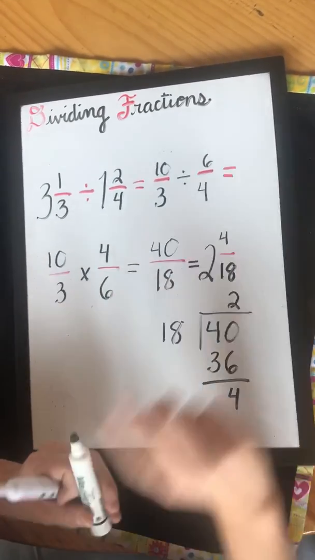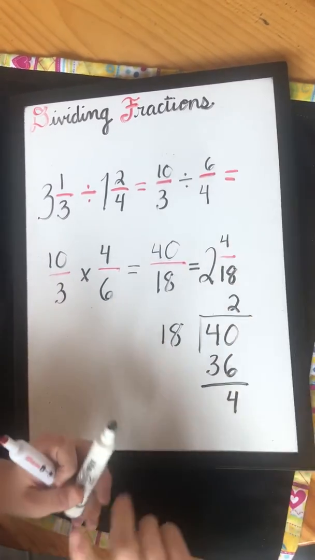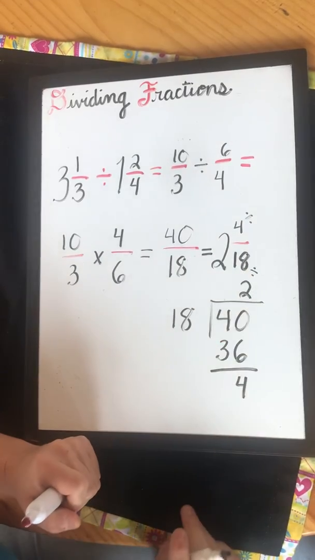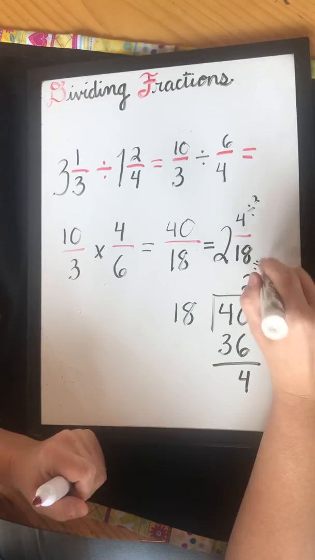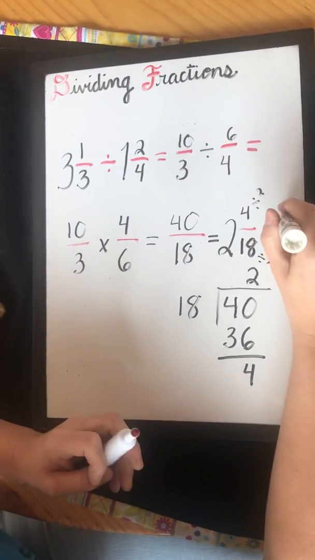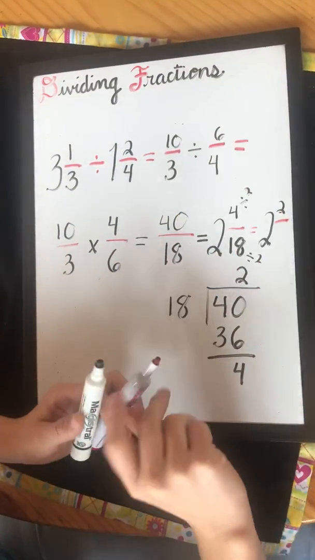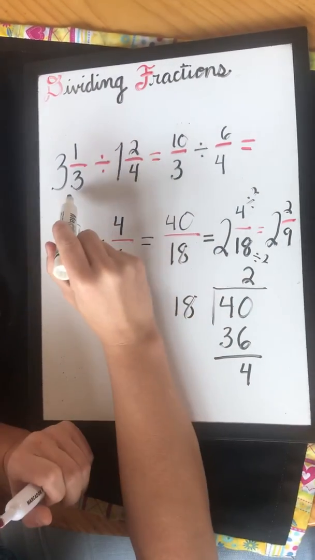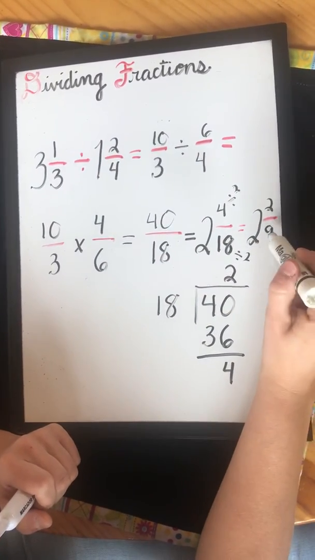All right, let's look at the fraction part of our mixed fraction. 4 18ths needs to be simplified. So we're going to divide by a common factor, and our common factor in this case is 2. So now we have 2 wholes and 2 ninths. So 3 1/3 divided by 1 2/4 gives us 2 2/9.